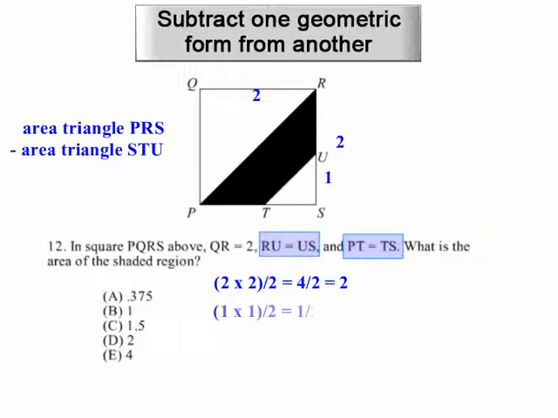The smaller triangle will have a base of 1 and a height of 1, so we have 1 times 1 divided by 2, giving us an area of 1/2. So we subtract that area, 1/2, from the larger area, which is 2, and we find the area of that shaded region is 2 minus 1/2, 1 and 1/2.